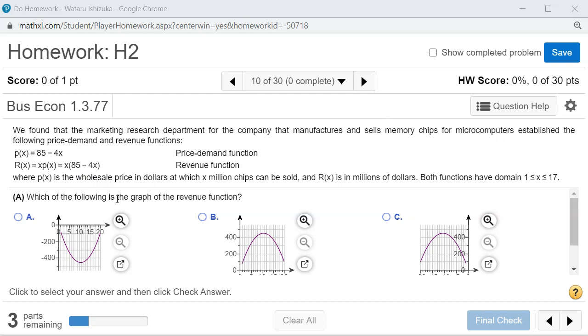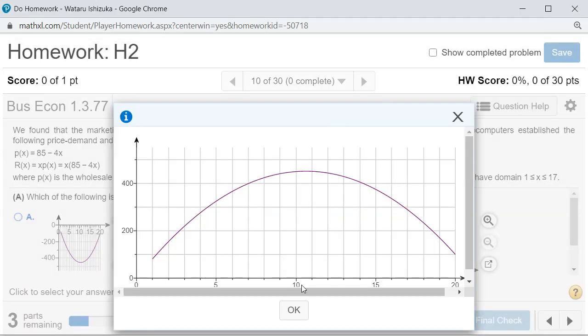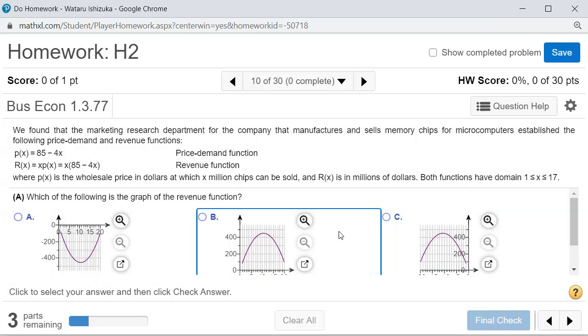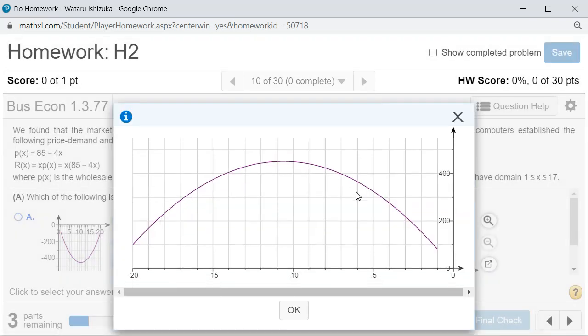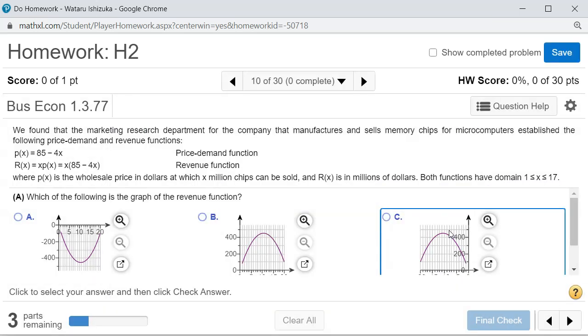85 over 4 is 21 point something. So you can see that this is reasonable. The location of the x-intercept is here, and maybe I have to extend it. You can see 0 and 20 something, so this looks reasonable too. But this one, C, is actually on the negative side. So C is definitely not the correct picture. This is going to be between A and B.